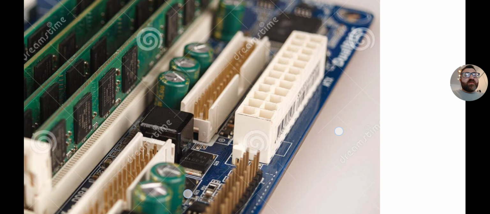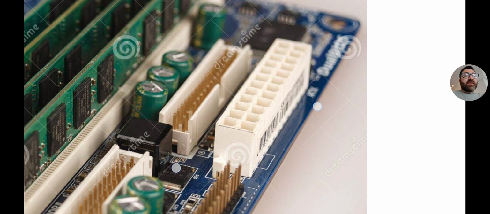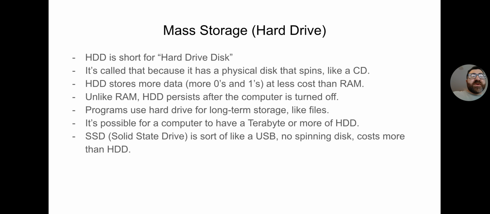Next, we're going to talk about mass storage, hard drive. HDD is short for hard drive disk. It's called that because it has a physical disk that spins, like a CD. Hard drive disk stores more data, more zeros and ones, more bits, at less cost than RAM. Unlike RAM, hard drive disk persists after the computer is turned off. Programs use hard drive for long-term storage, like files.